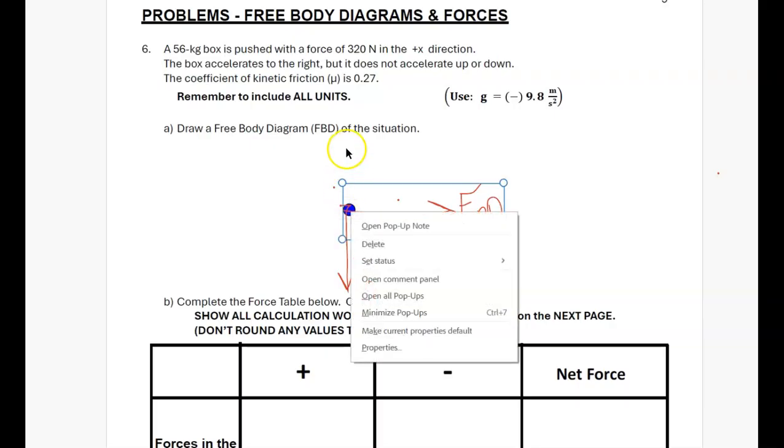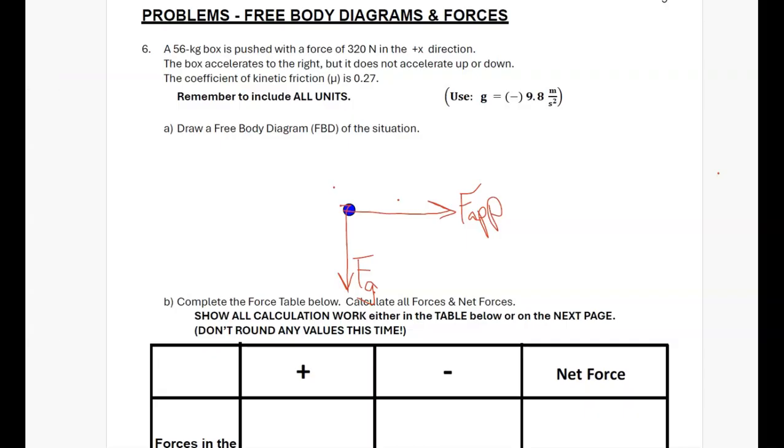Well, it's probably sitting on the floor or the ground or something. So we have a normal force that is balancing our gravitational force. Is that everything? Well, we look at the last sentence in the question. The coefficient of kinetic friction is 0.27. Oh, we have friction. Well, if it's accelerating to the right, that means it's moving to the right, and therefore our friction force must be to the left. It's always opposite of the direction of movement or possible movement.